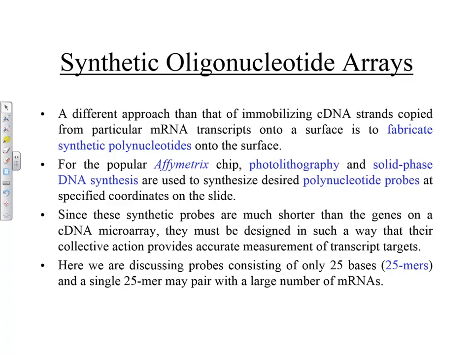So here we are discussing probes that consist of only 25 bases, or 25 mers, and a single 25 mer may pair with a large number of messenger RNAs. It may not even be one gene; it might pair with a lot of other genes. So there is the possibility of a lot of cross hybridization too. So you have to be innovative and think of techniques that you can use to cancel out the effects of possible cross hybridization.